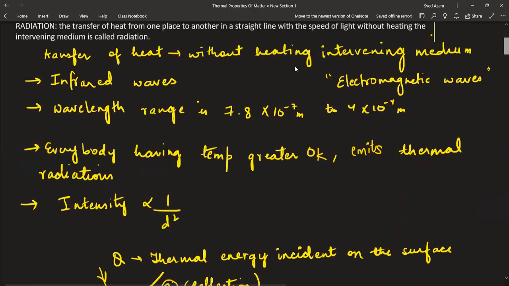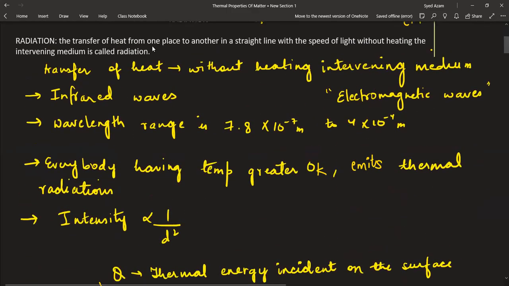Now, what is radiation? The transfer of heat from one place to another in a straight line with the speed of light without heating the intervening medium is called radiation. So, transfer of heat without heating the intervening medium. The best example is EM waves, electromagnetic waves, like infrared waves, whose wavelength is this. You need not remember this. Just remember some examples.